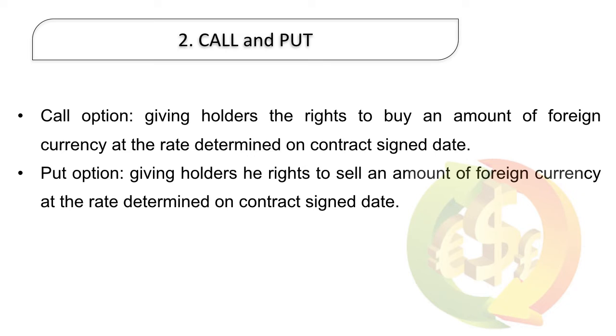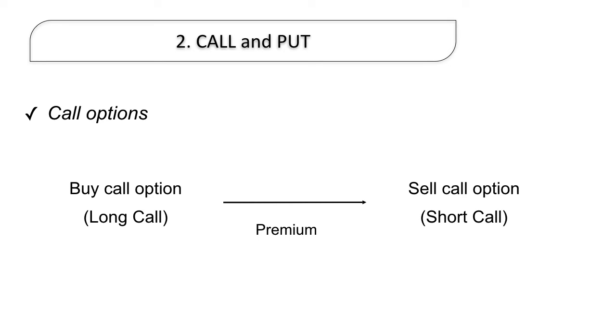We have mentioned the terms call and put quite often lately when discussing options trading. So what are call and put? Call is an option giving the buyer, or the holder, the right to buy an amount of foreign currency at a specific exchange rate. Put is an option giving the buyer, or the holder, the right to sell an amount of foreign currency at a specific exchange rate. In a call option contract, to buy the right is named long call, and to sell the right is named short call. The buyer pays the seller for the right to buy an amount of foreign currency at a predetermined exchange rate.